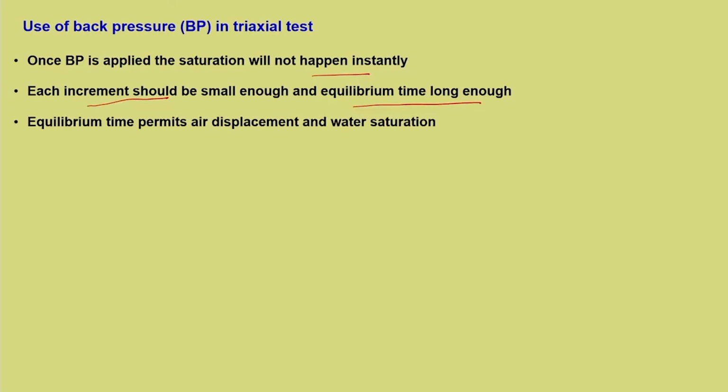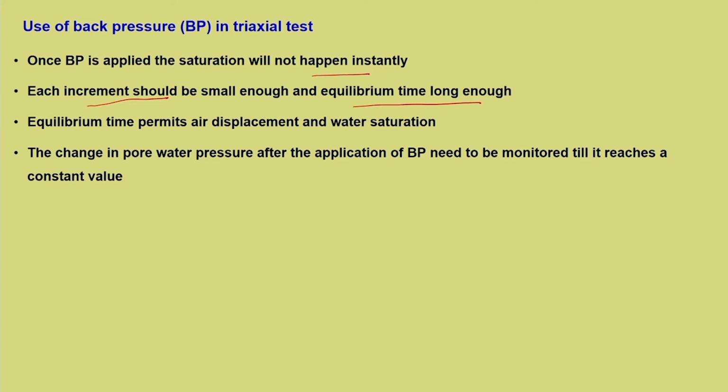Back pressure application is in small increments, and that small increment has to be kept for sufficient time, and that is known as the equilibrium time. So, equilibrium time permits air displacement and water saturation. The change in pore water pressure after the application of back pressure needs to be monitored till it reaches a constant value. The B parameter needs to be checked at the end of equilibration time. So, once the pore water pressure equilibrates, we know what is the incremental pore water pressure that has happened for an incremental rise in cell pressure or the back pressure.